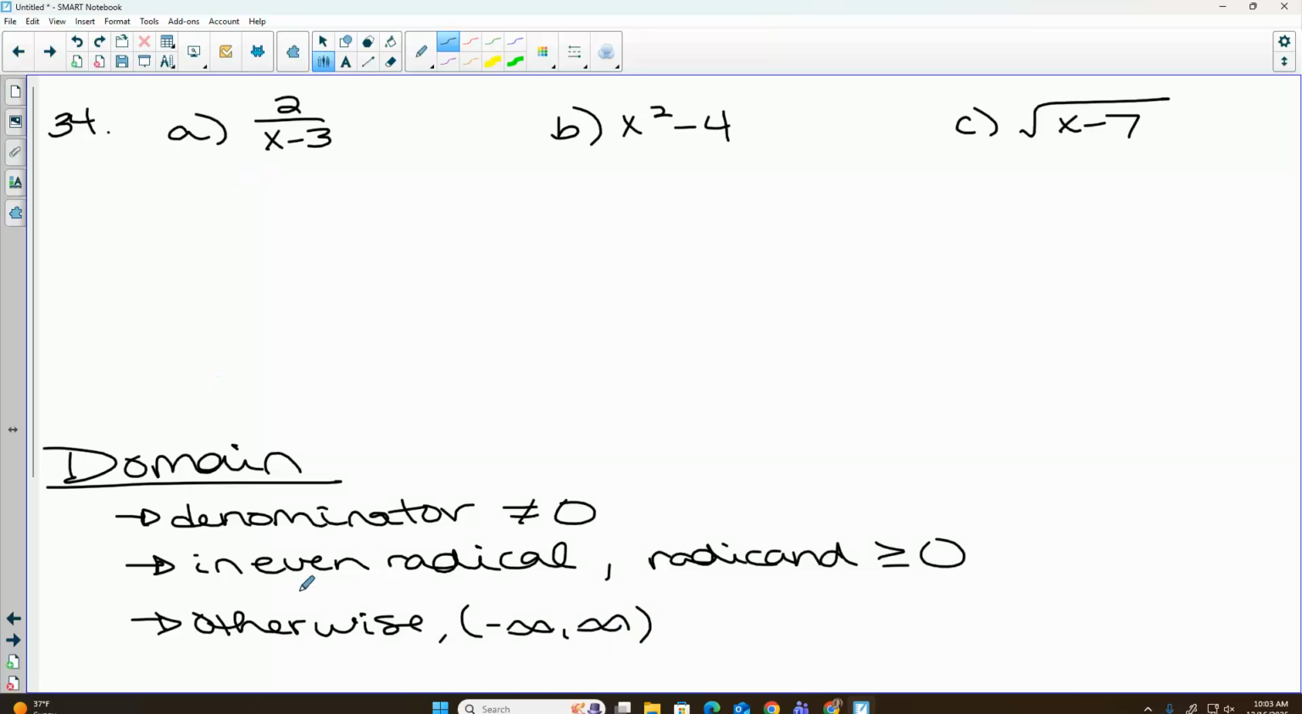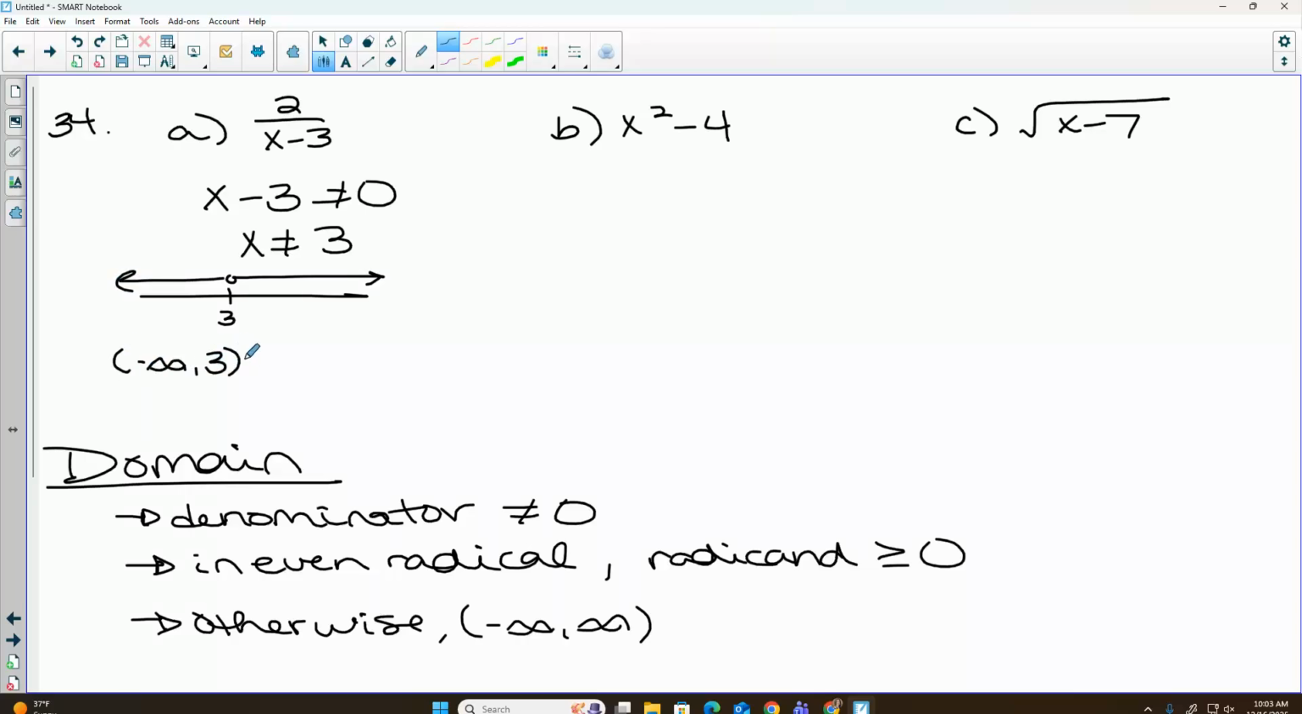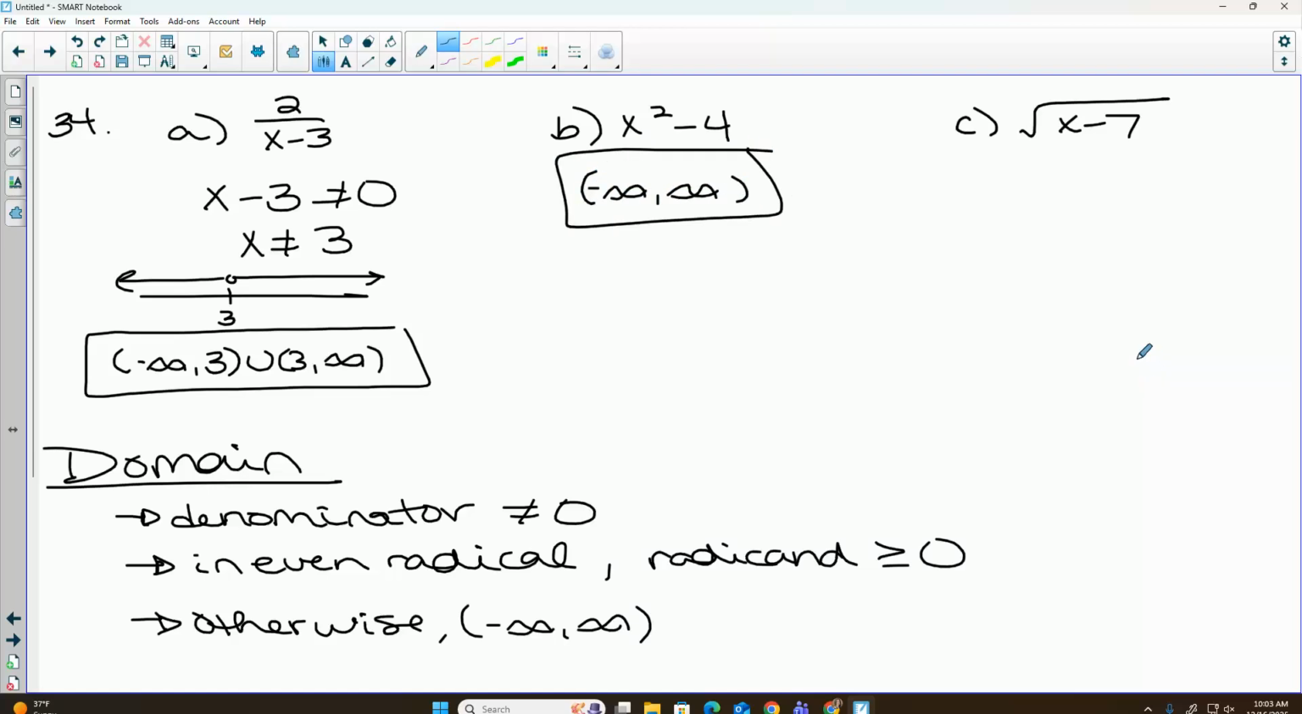So A, we have a fraction. In a fraction, the denominator can't be 0, so x can't be 3. Now, you're telling me what x can be. I'm saying it's not 3, but it could be anything else. So you need to write that in interval notation. So it's everything smaller than 3, union everything bigger than 3. B, do we have a fraction? No. Do we have a radical? No. So it's the third rule. Otherwise, the domain is everything. You can plug in any number for x that you want and you will get an answer.